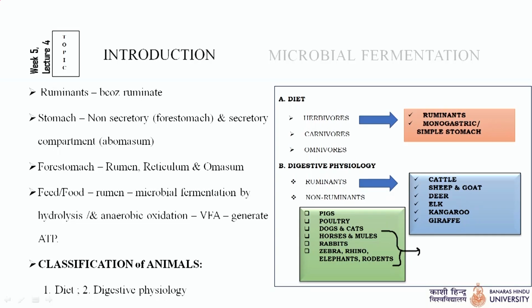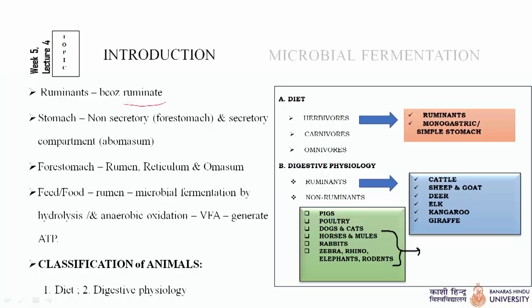So ruminants, why have they been given the name ruminant? There are certain animals which are called ruminants just because they possess a rumen and they do rumination. Because of this reason, some animals are called ruminants.